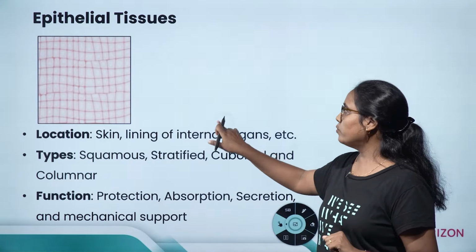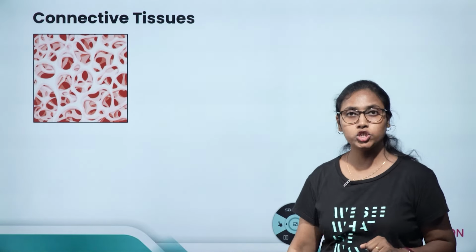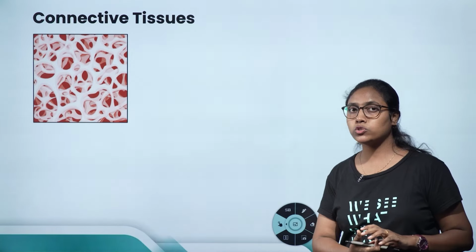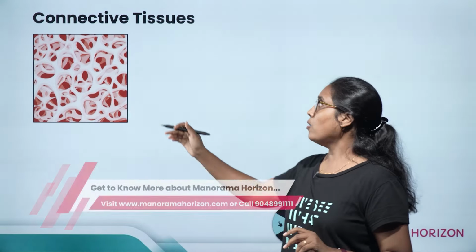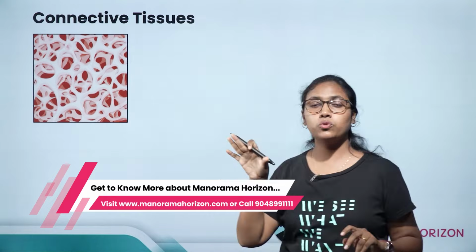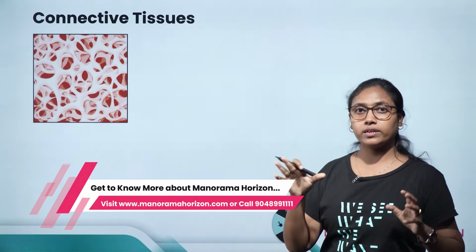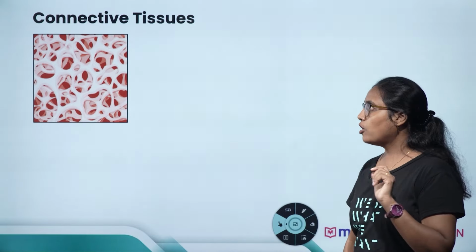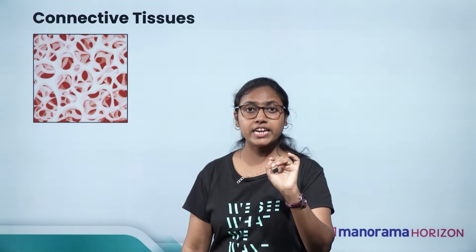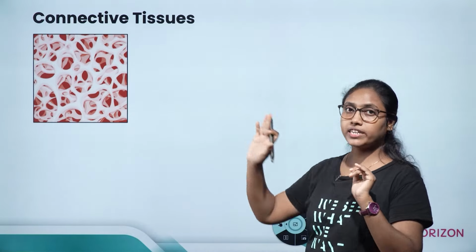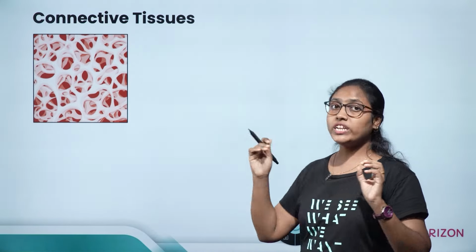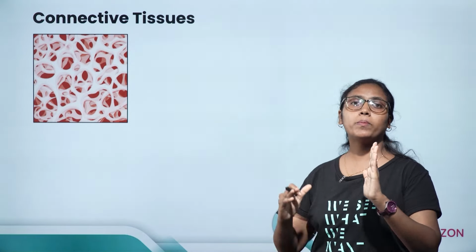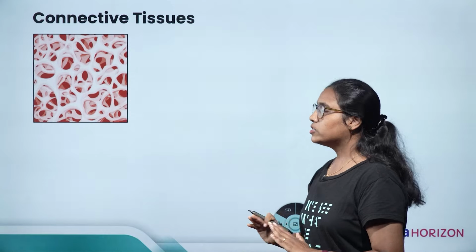Now next, we'll move on to the second type of tissue, that is connective tissue. Connective tissues are also of different types. Now from the term connective tissue, can you just tell me what will be the function of this tissue or where this tissue will be found? By the name we can understand that connective tissue is a tissue which connects one part of the body to another.